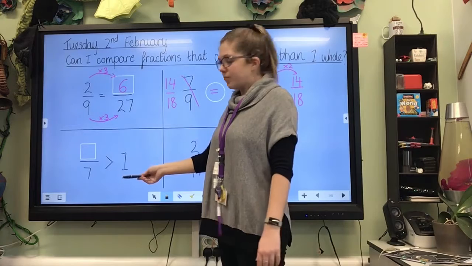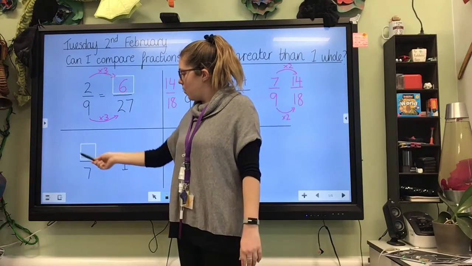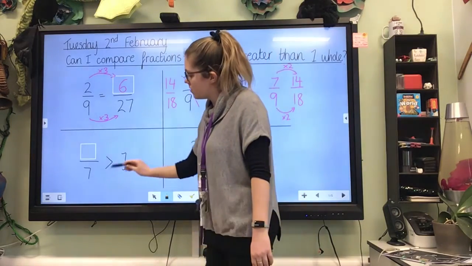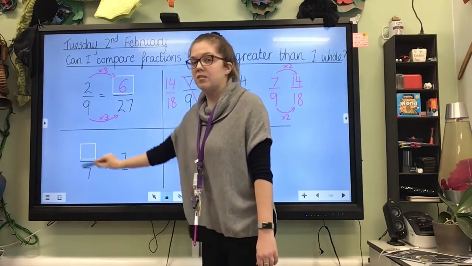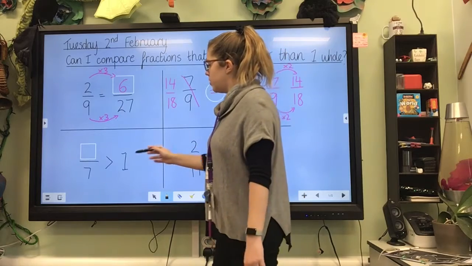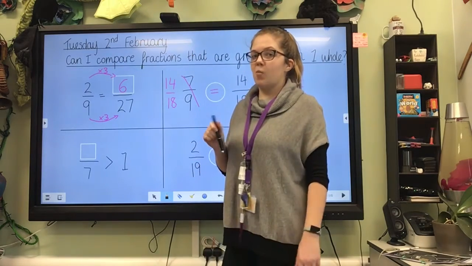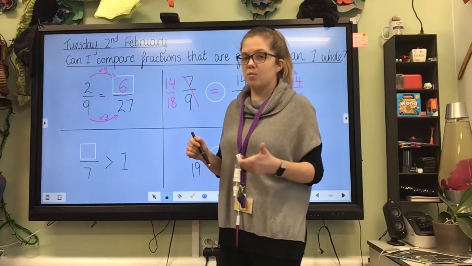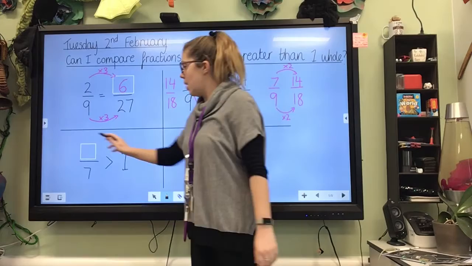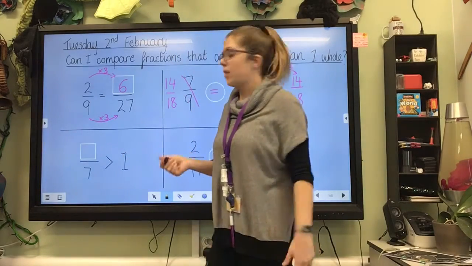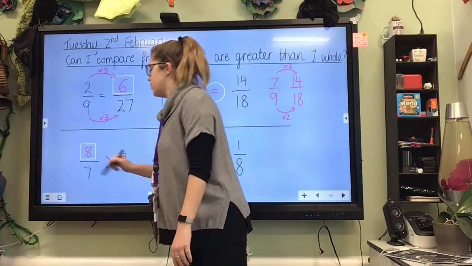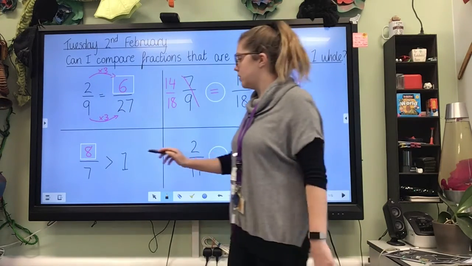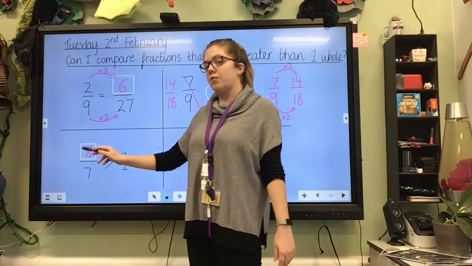And down here, it wants to know how many 7ths is greater than 1 whole. And this symbol here is telling us that this side needs to be bigger, needs to be greater. So first of all, how many 7ths are in 1 whole? We should all know that 7 7ths is 1 whole. So you could have any number in this box that is bigger than 7. So you could have 8 7ths, or 9 7ths, 10 7ths, 11 7ths. The list is endless. As long as the number in here was bigger than 7, you can get that one right.